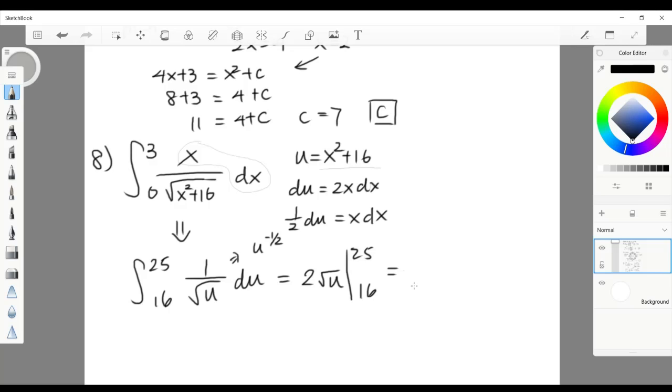Now we just plug them in. Also, don't forget after the u sub we have a 1/2 right here. So this 2 and 1/2 actually cancel out. So we have radical u with bounds 25 and 16. So radical 25 equals 5 and radical 16 equals 4. 5 minus 4 is equal to 1, and the answer for this one is 1.